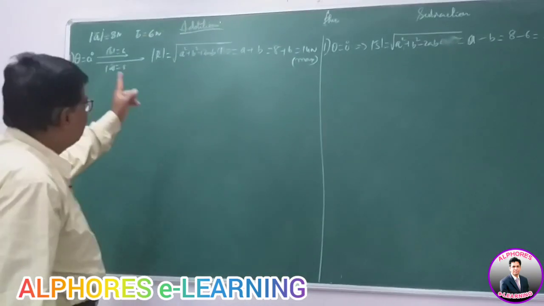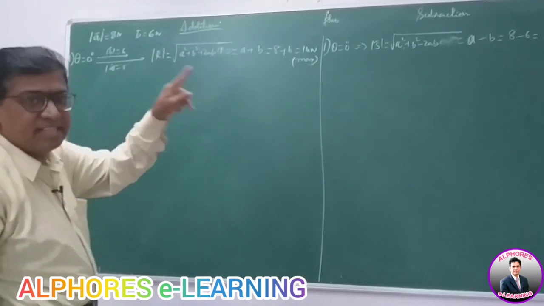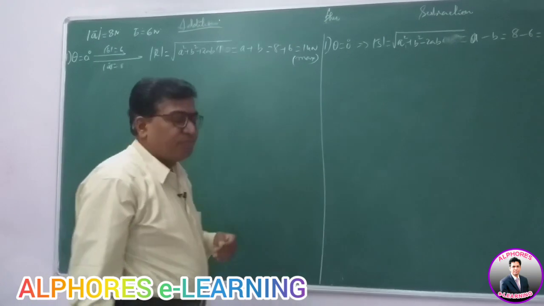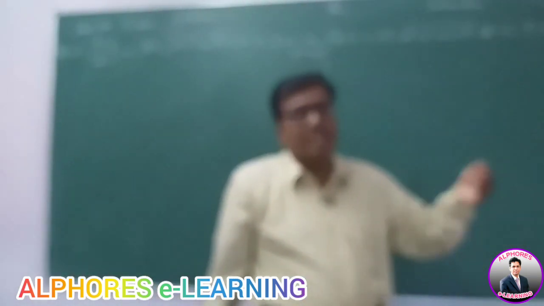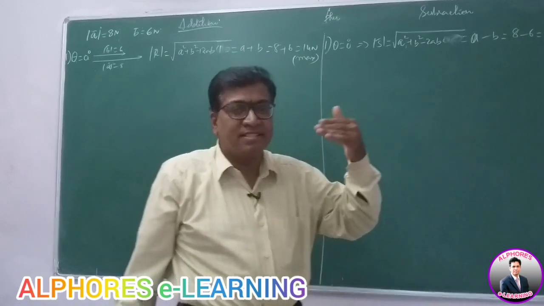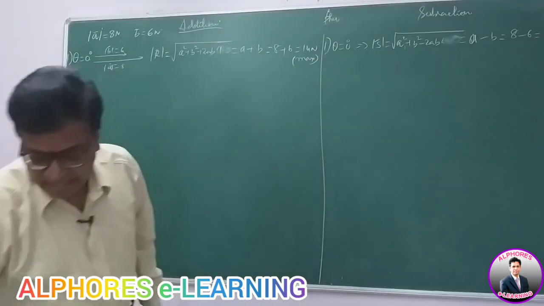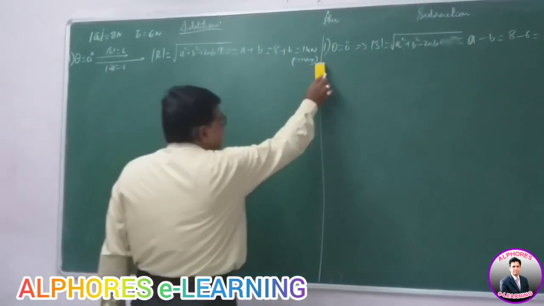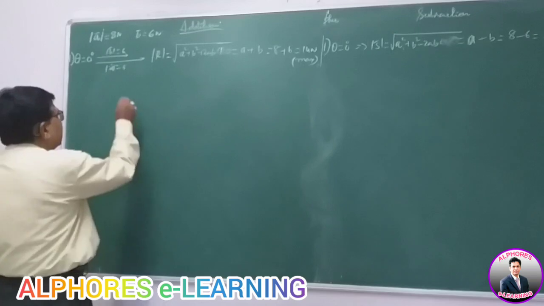So when the angle is 0, the addition resultant is maximum, and the subtraction resultant is minimum. Right? So for what angle the addition resultant will be 0, or the addition resultant is maximum, or the subtraction resultant is minimum, he will be asking this. The same question can be asked in vector notation, like this.